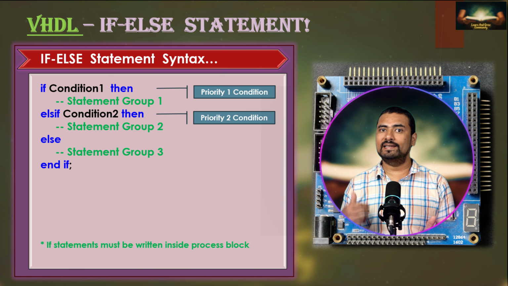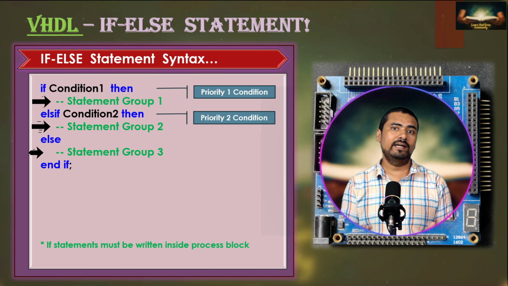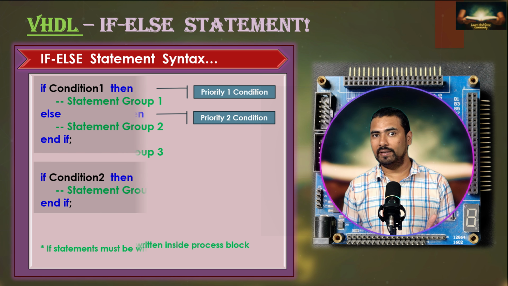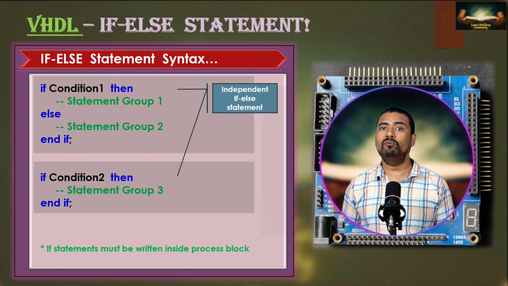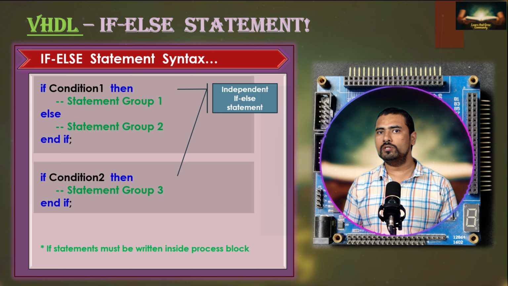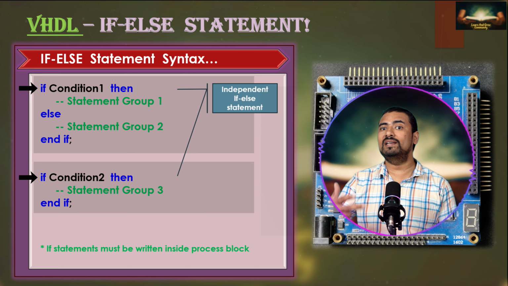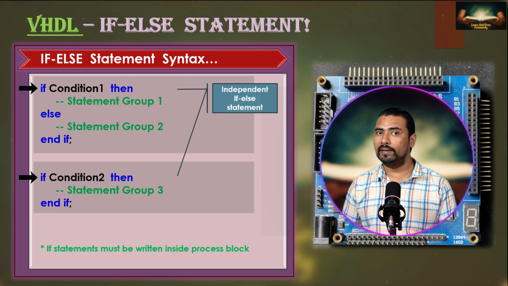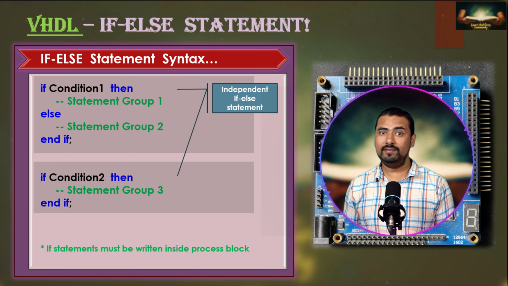Note that in this example, the syntax has three statement groups, but they are all part of one single if-else statement. Now in this slide, we also have three statement groups, but this is a little different because here we have two if-else statements, and these two if-else statements are completely separate. It means the compiler does not apply any priority between the conditions. They are separate and hence they both will execute all the time.